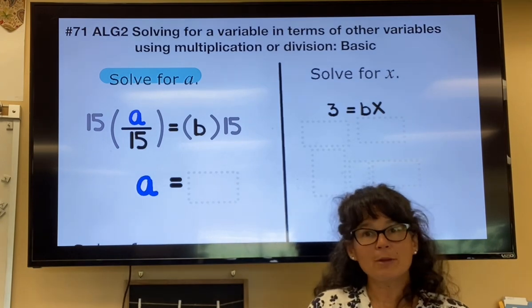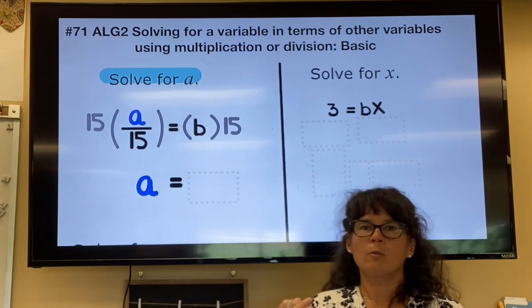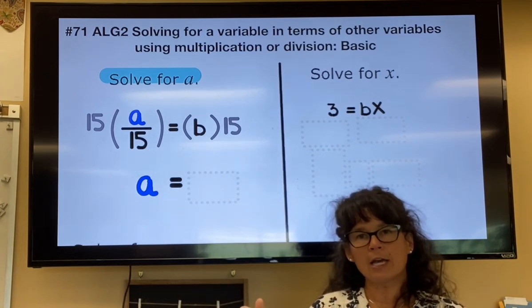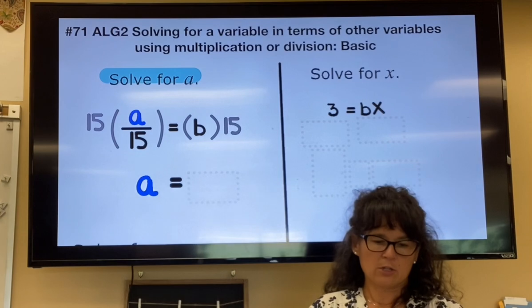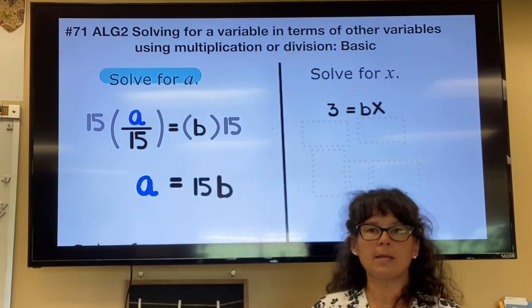Now that sounds a little bit funny to me. We're not playing bingo. B15. When we show multiplication of a number and a letter, we put the number first. So 15 times B is 15B.